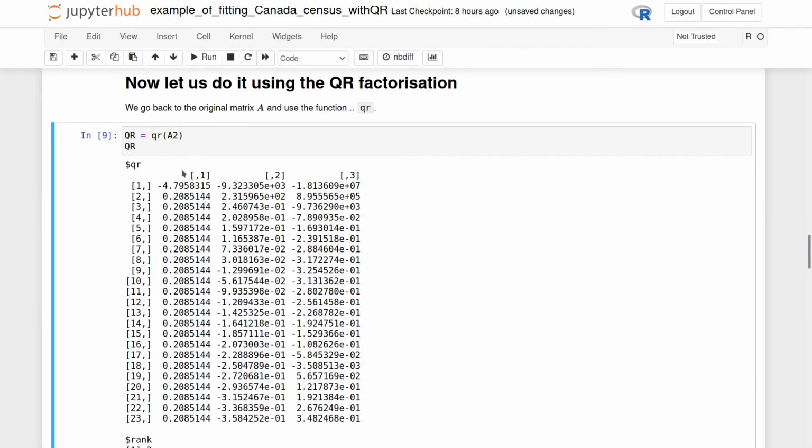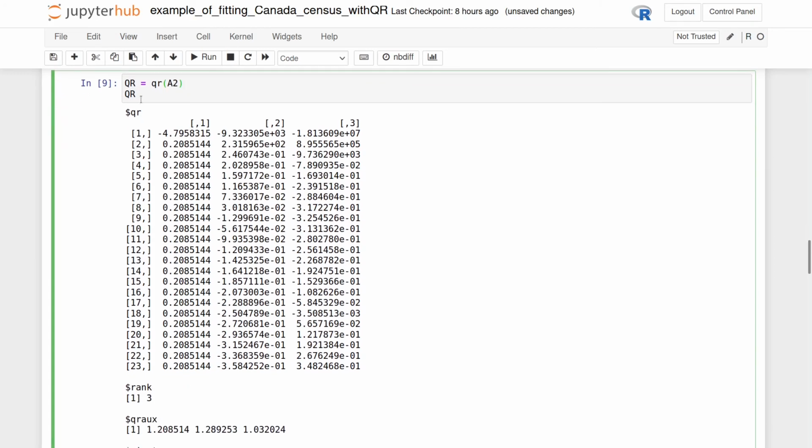Now, as I said, it's very simple to apply the procedure. Everything that we've spent quite some time doing by hand, R does really, really quickly. But it's important to know how to do both. So QR, as I pointed out, is not as simple as it sounds.